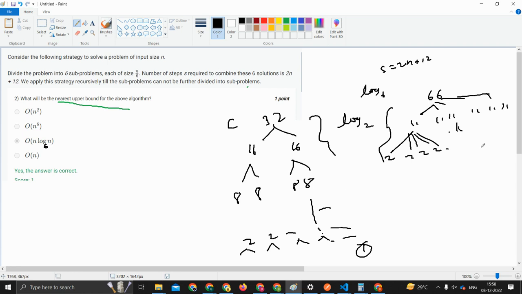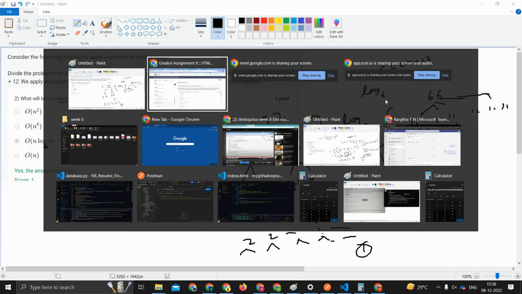Oh, because you are dividing into 6, so you're telling log base 6. Correct. So if you divide into 10, it's called log base 10. Got it.